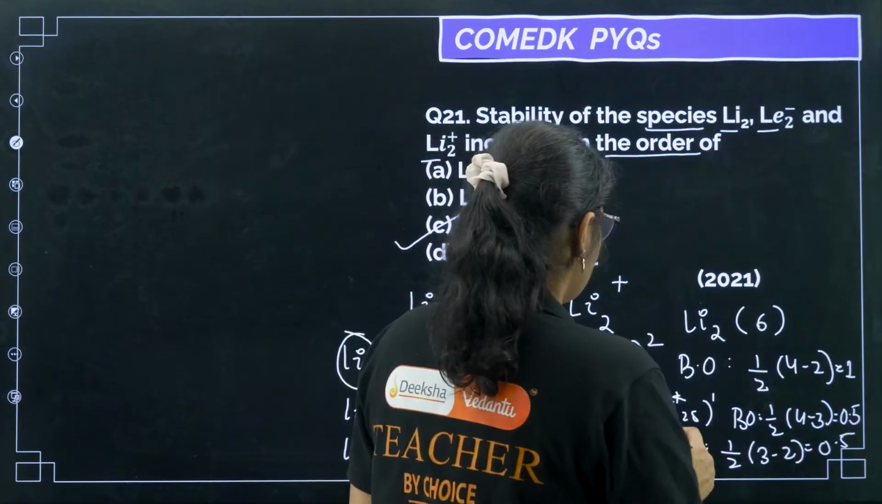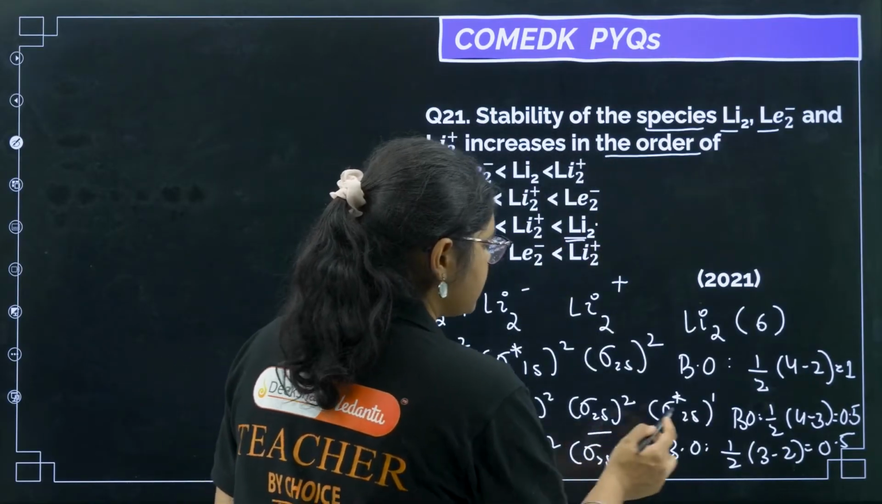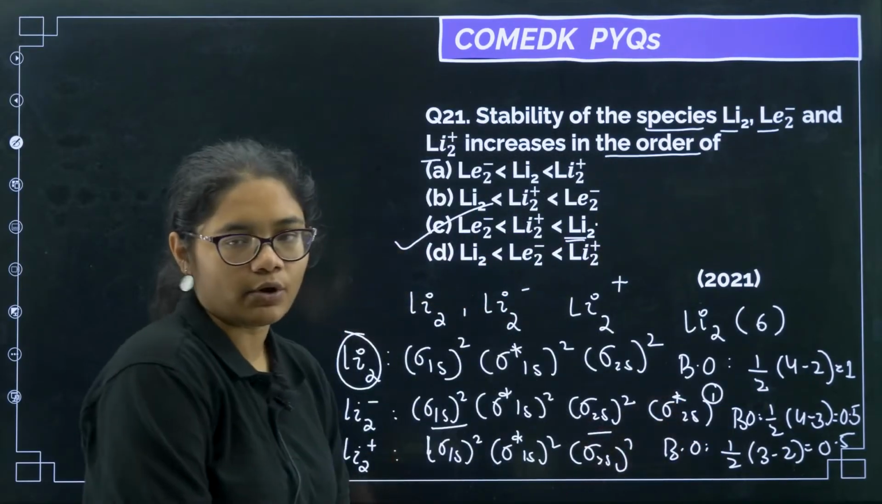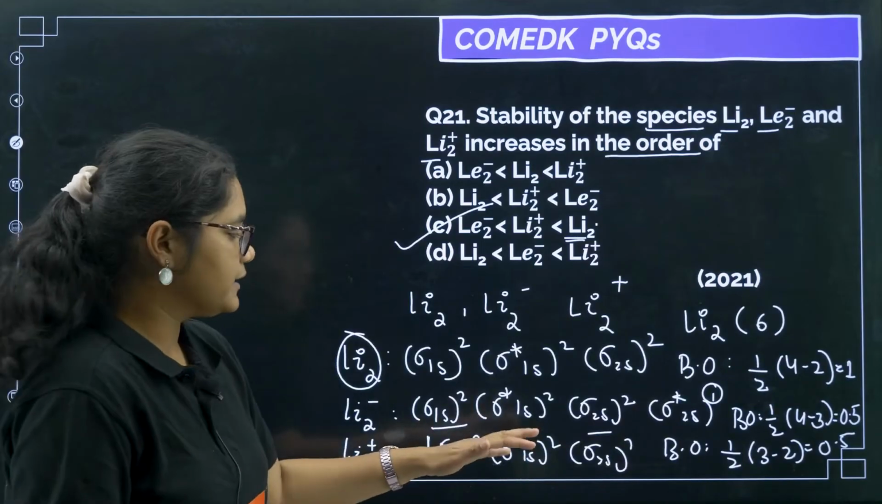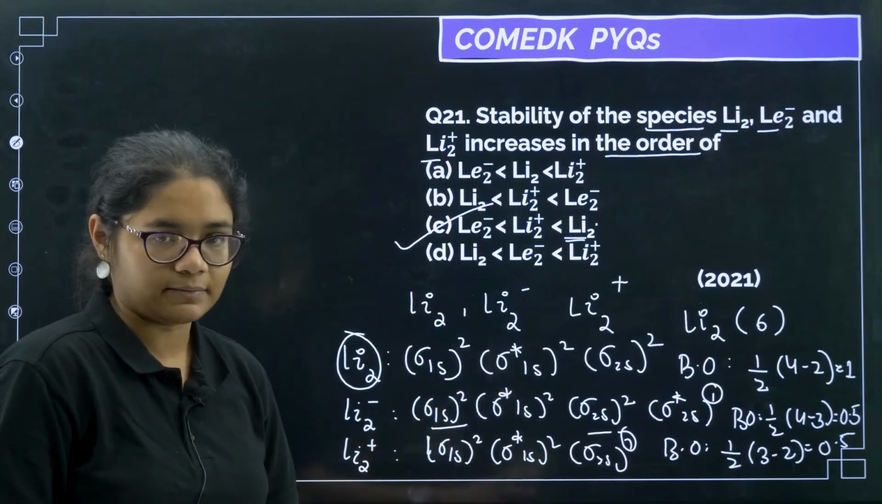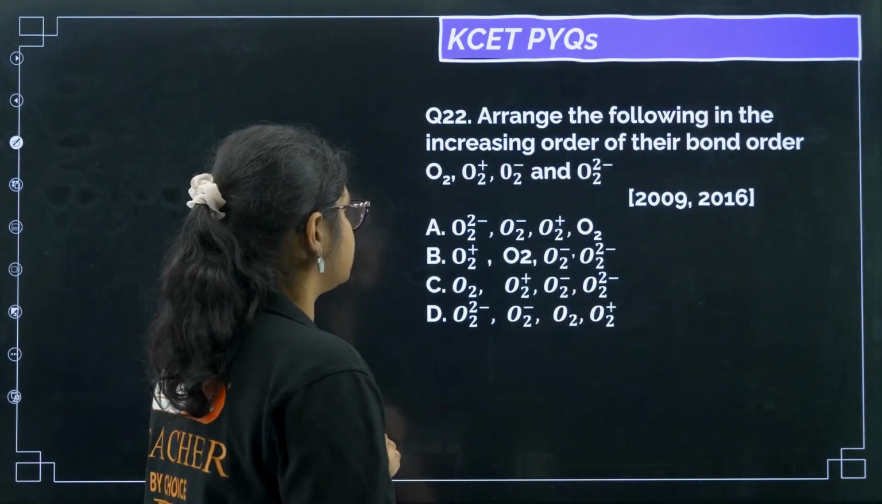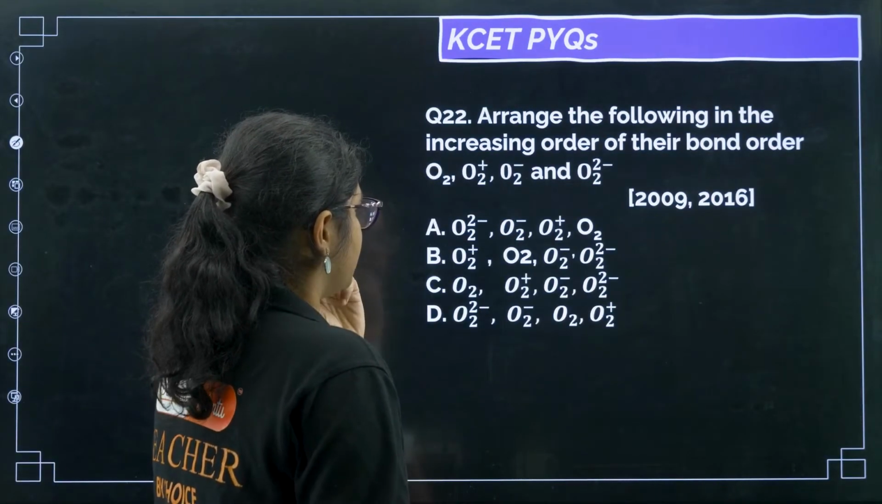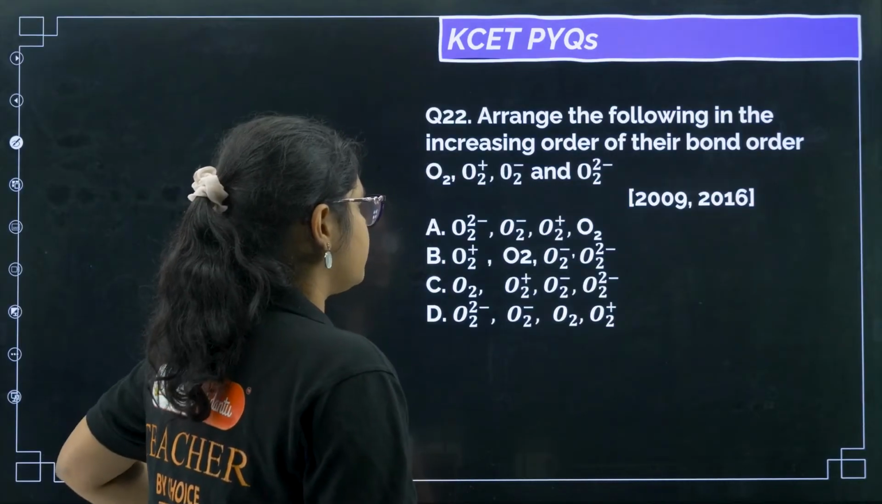Because you can see here, in case of Li2 minus, the electrons are there in the anti-bonding orbital, which is unstable, and in case of this one, the electrons are present in the bonding molecular orbital, which is stable. So that is why option number C. Okay, next question, arrange the following in the increasing order of their bond order.